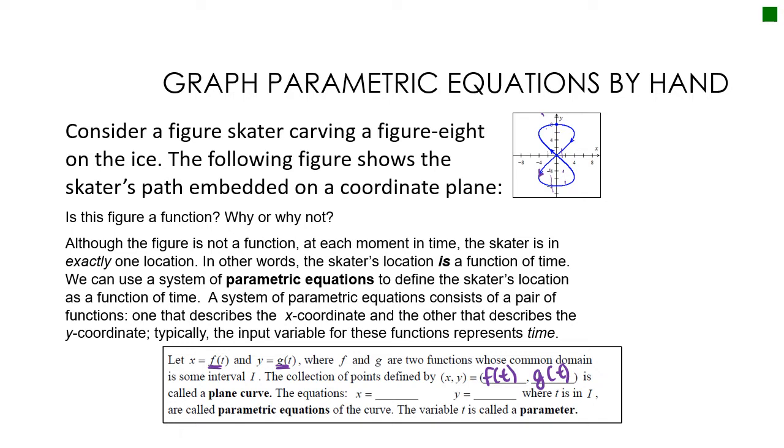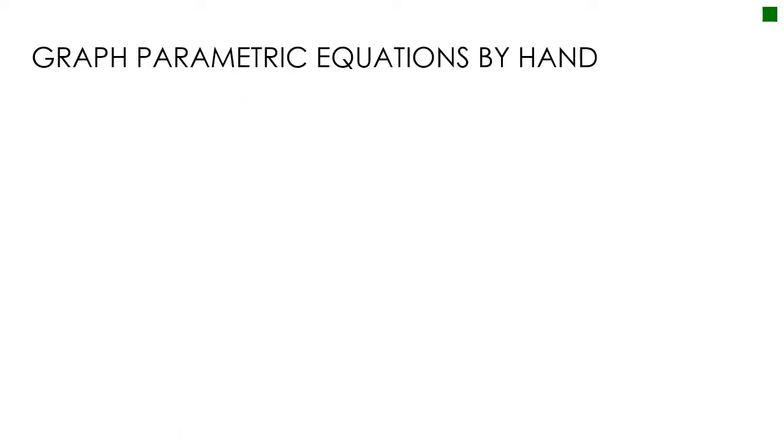So the equations x equals f of t and y equals g of t, where t is in I, are called parametric equations of the curve, and the variable t is called the parameter. Again, the whole thing together isn't a function, but if we're talking about an object, like a figure skater, and where they're at on the ice relative to time, each of those points is going to be different depending on the time in their performance.